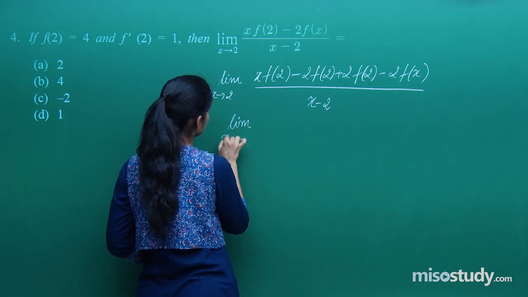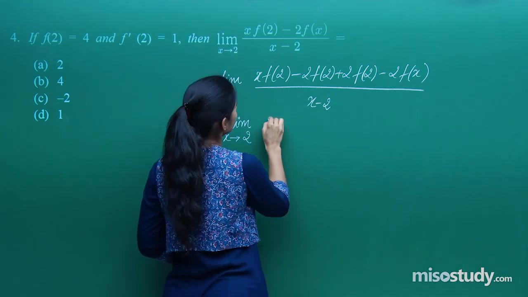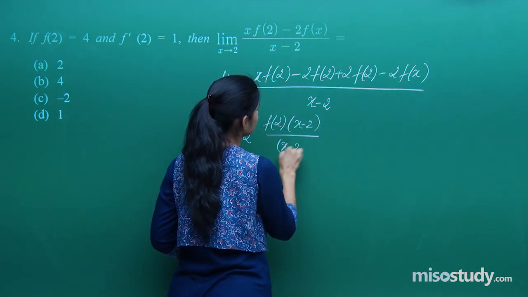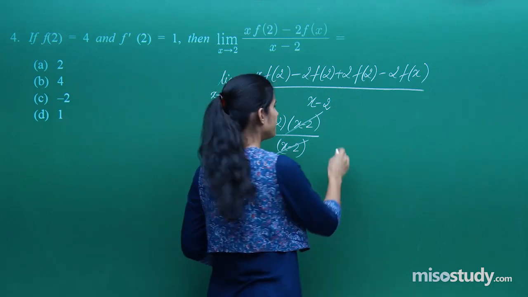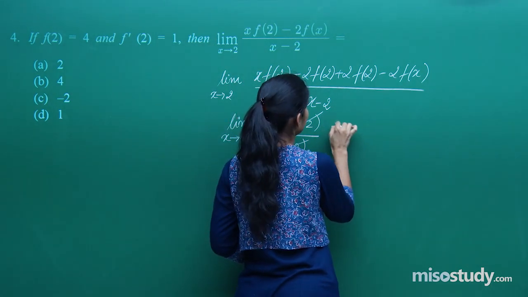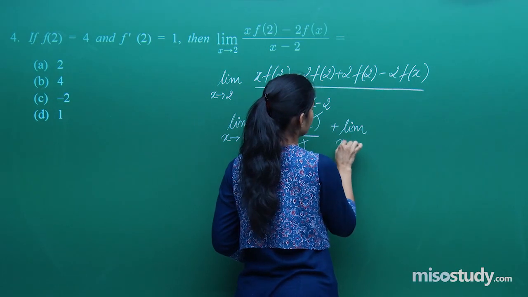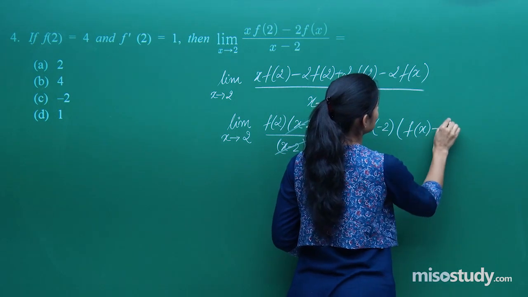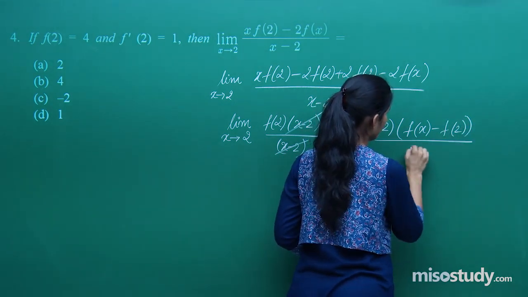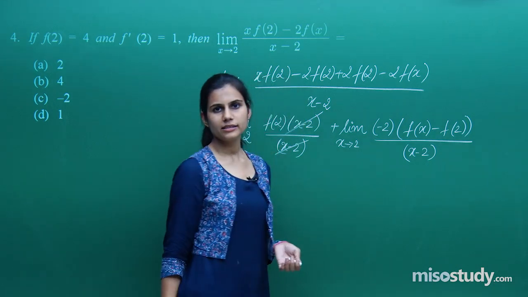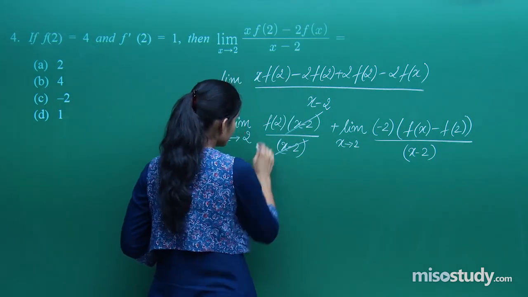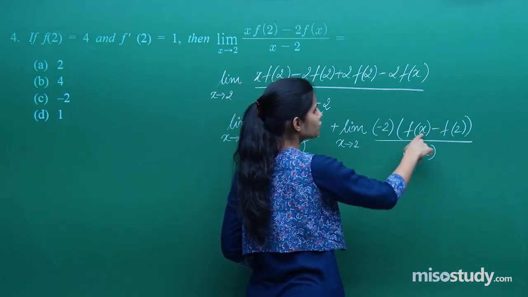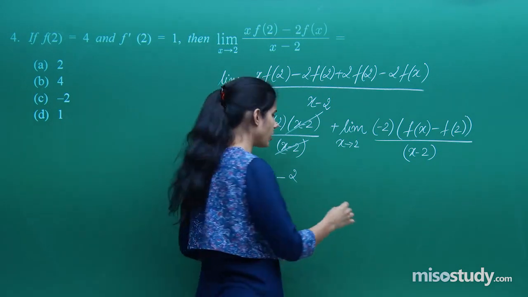Now this becomes what? This is limit x approaches to 2, you can take out f of 2 common from here, you're left with x minus 2 whole upon x minus 2, plus limit x approaches to 2 of minus 2 f of x minus f of 2 upon x minus 2. I'm just simplifying the expression, nothing else. So this gives me just f of 2. This is minus 2 times limit x tends to 2 of f(x) minus f of 2 upon x minus 2, which is what? F dash 2.